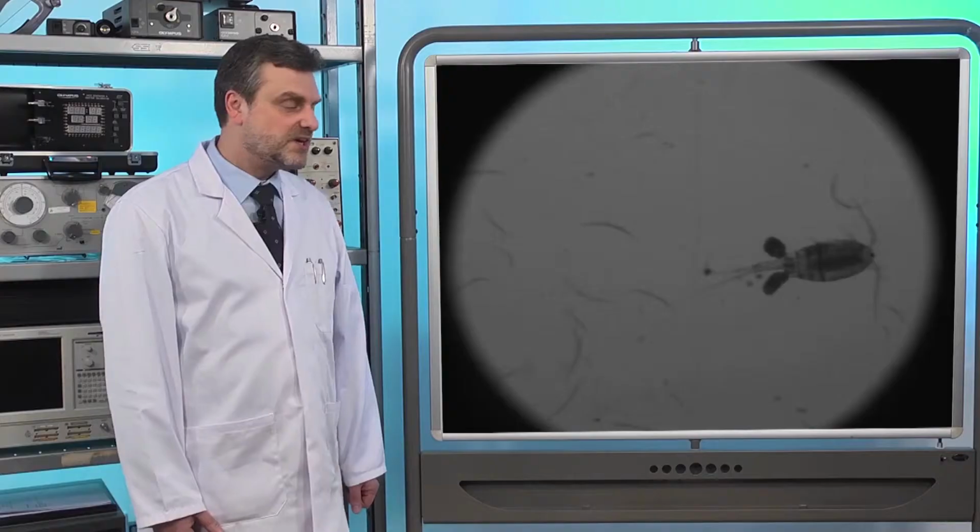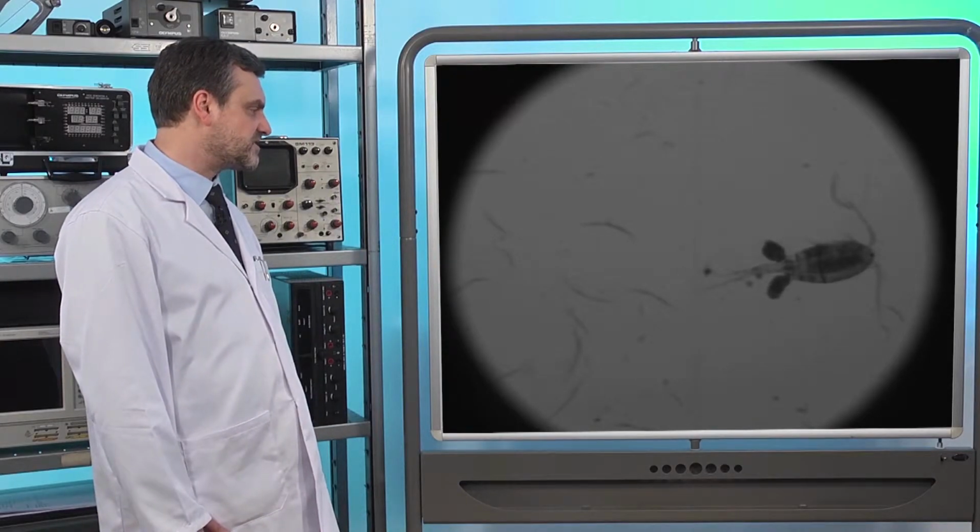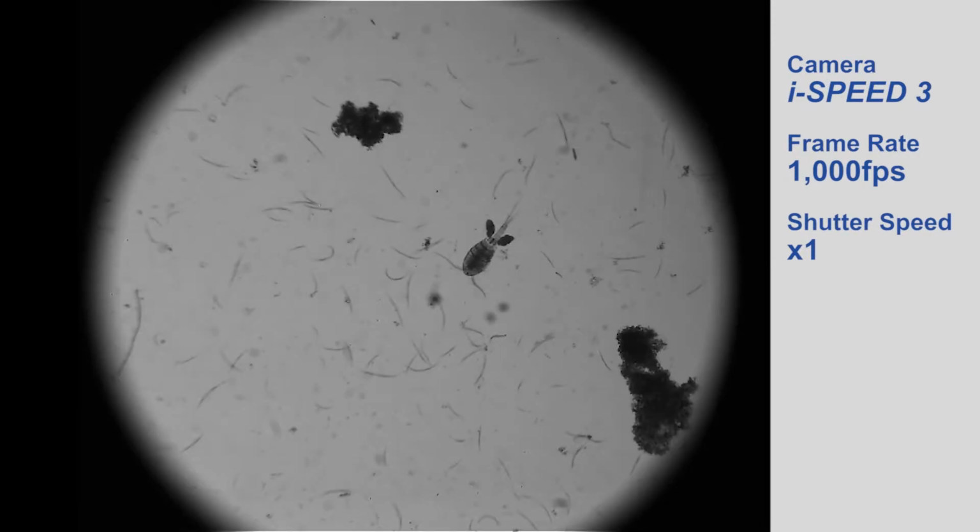This is an example taken from the world of microscopy. We used an Olympus microscope to take this footage, using an iSpeed 3 at 1000 frames a second with a ×1 shutter. We used the microscope's internal LED light source to capture this footage, and we used a monochrome iSpeed to take advantage of its enhanced sensitivity.